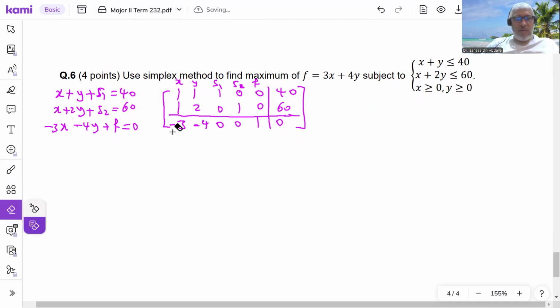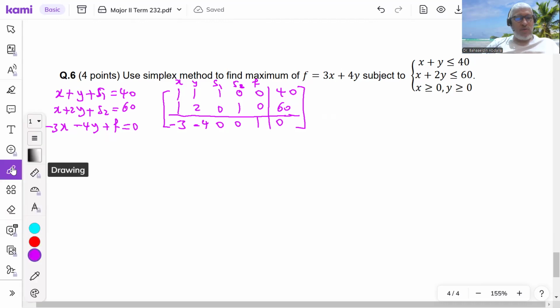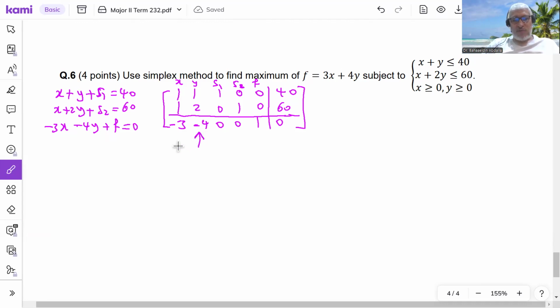And now we need to determine the pivot entry. We look at the objective row, the last row here. The most negative number is -4. So this would be the pivot column. Now we divide 40 by 1. And 60 by 2.